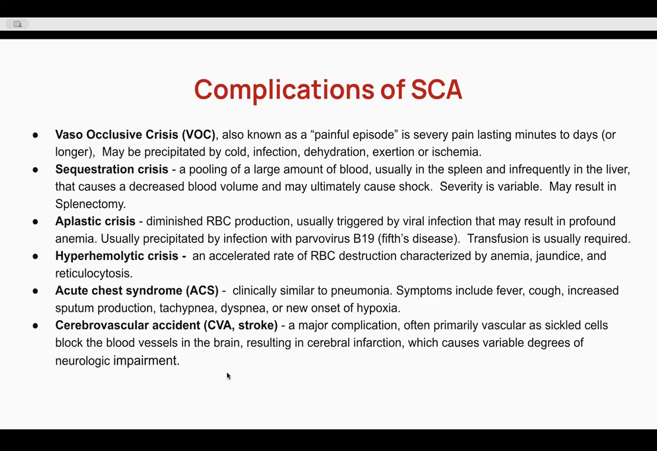And then these kinds of patients can have a stroke. This is a major complication. It is primarily a vascular complication because the sickled cells will block the blood vessels in the brain, resulting in an infarction. This causes various degrees of neurologic impairment. And if you think about sickle cell disease, it's very common in children. You don't picture a little child having a stroke, but it is possible.